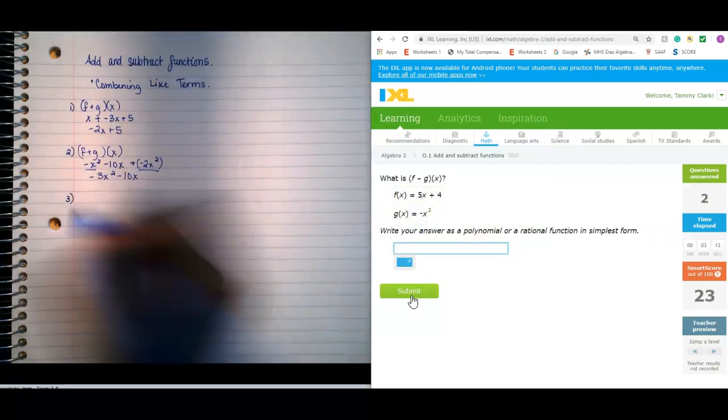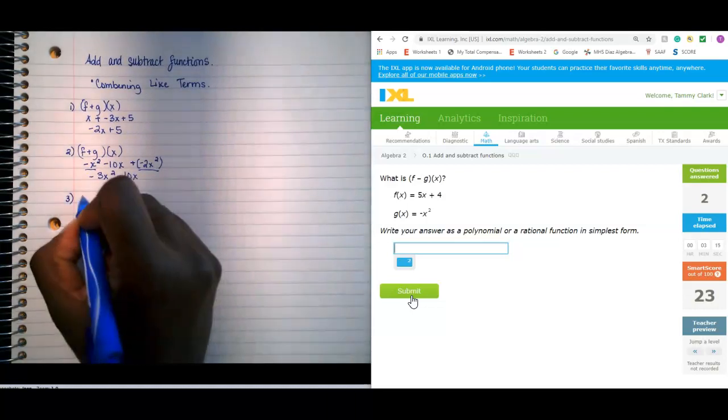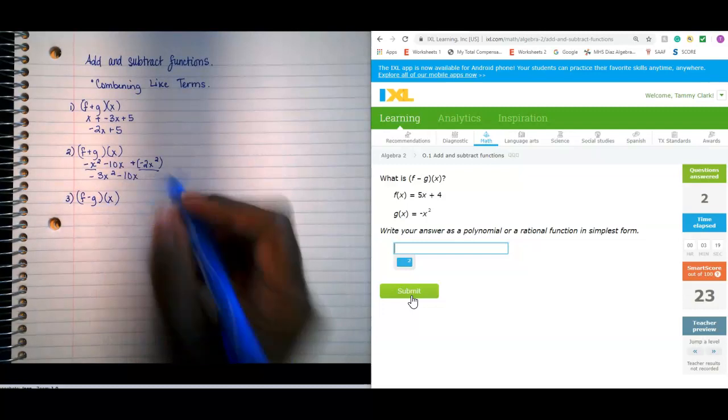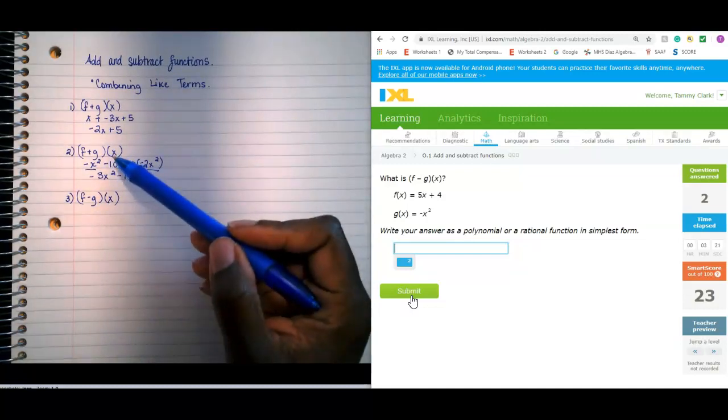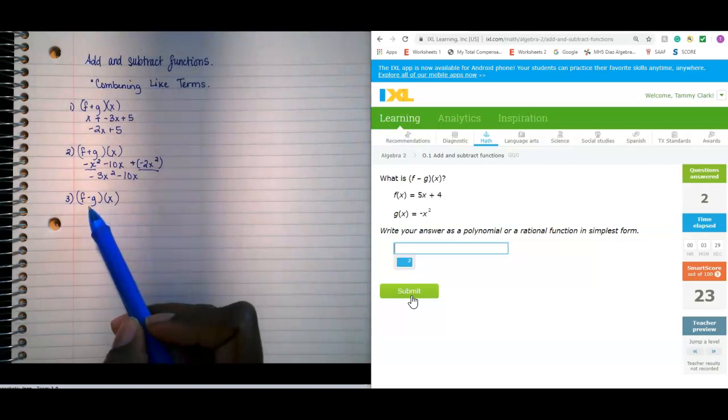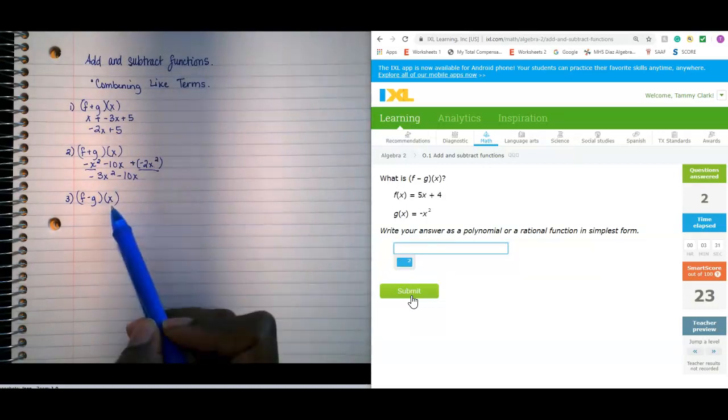So number 3, we've got, this time, f minus g of x. Now, unlike addition, where the property is commutative, in other words, it doesn't matter which way I flip them, I'm going to get the same answer. When you have subtraction, you must go in the order that you're given.